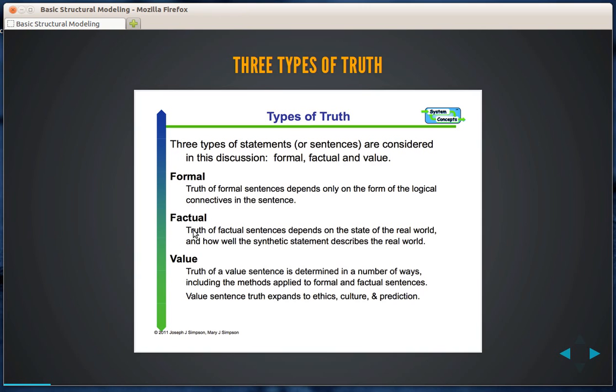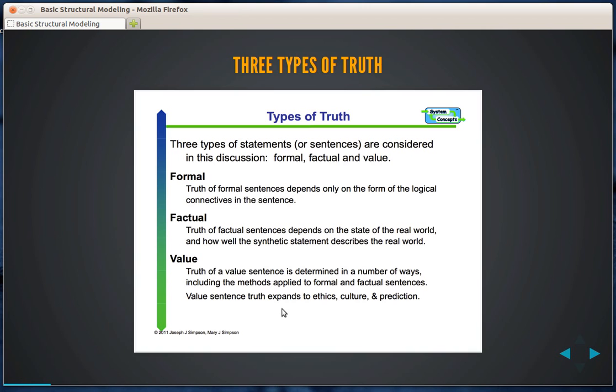There's factual truth, and factual truth depends upon the state of the real world. So in this particular case, the factual truth is the real order of these cities. So we're going to use empirical data to find out the facts about how these cities are really ordered, and that's factual truth.